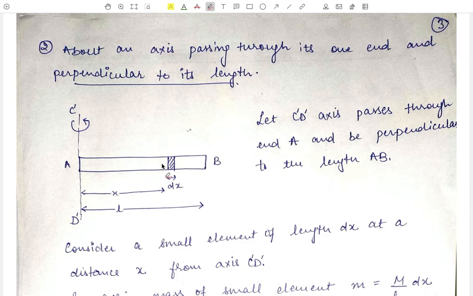Again we have to derive the moment of inertia of the same rod AB, of length capital L and mass capital M, about this axis C dash D dash. Again we will consider a small element of length dx at a distance x from the axis C dash D dash. First we will find the moment of inertia of this small element about this axis, and then we will integrate it between the limits A to B.